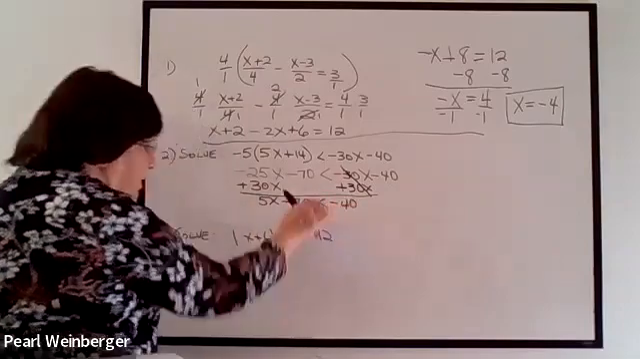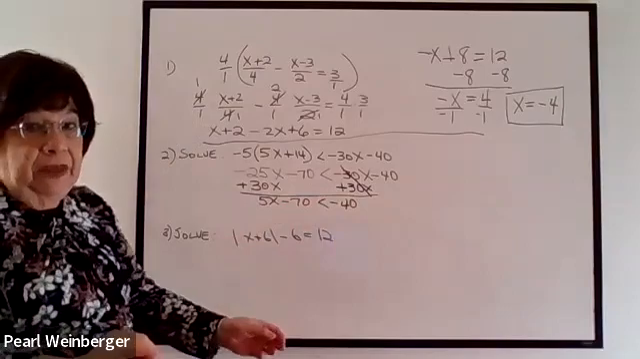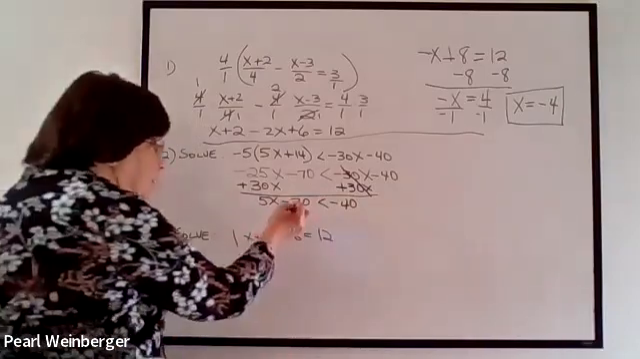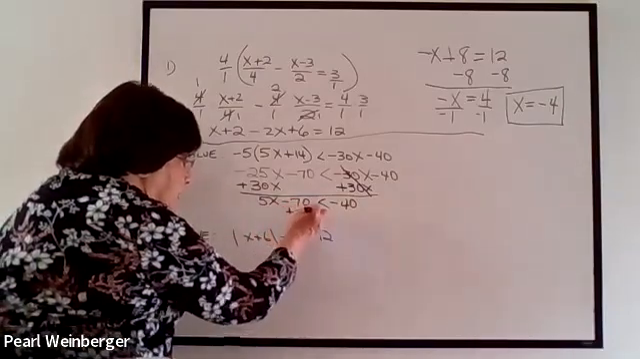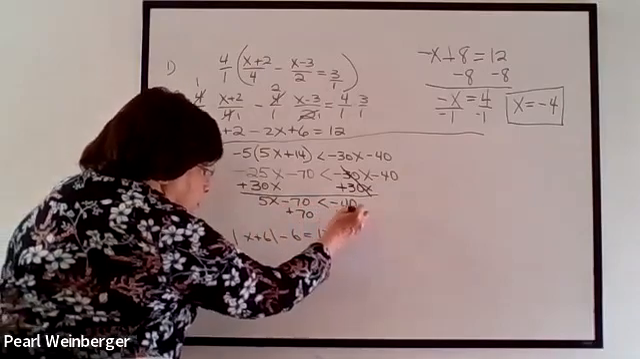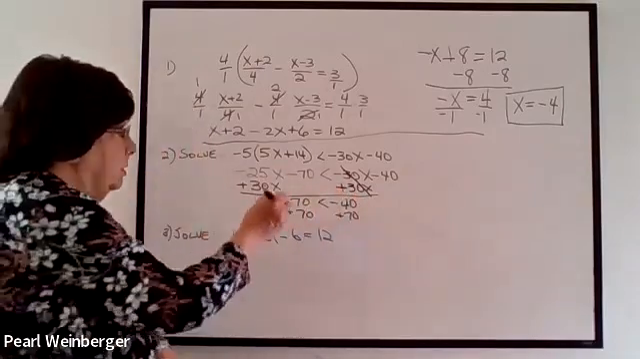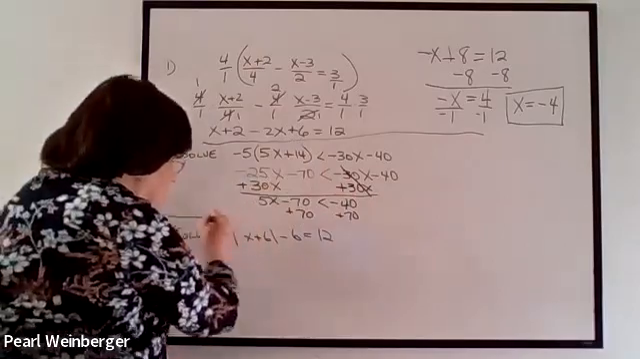Remember, you have to keep the direction of the inequality. And then I'll add 70 to both sides. And I'm going to again go up there.